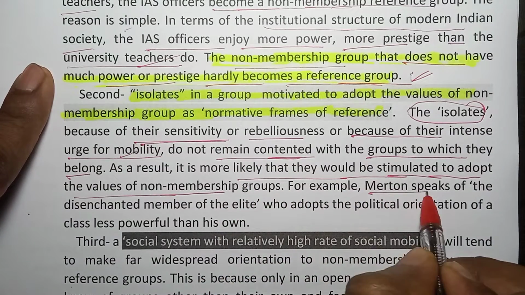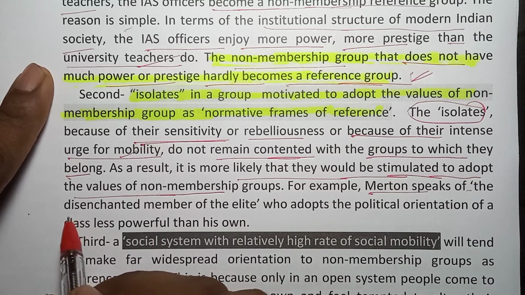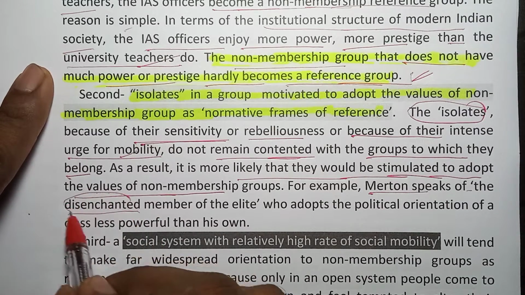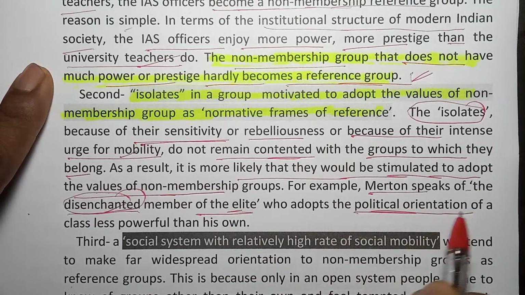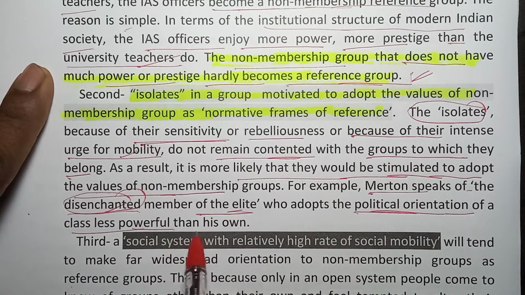For example, Merton speaks of the disenchanted members of the elite who adopt the political orientation of a class less powerful than their own.